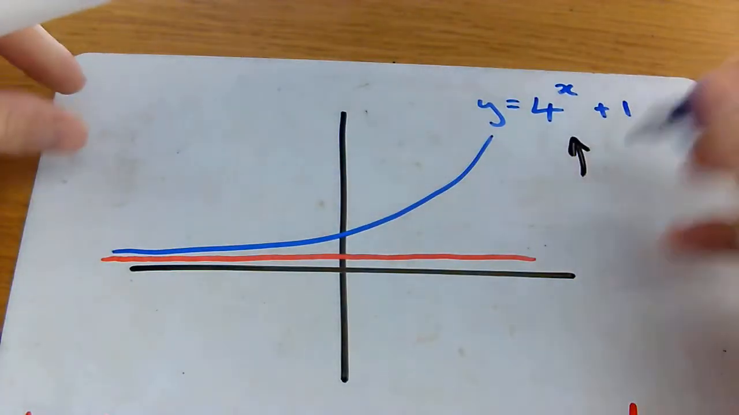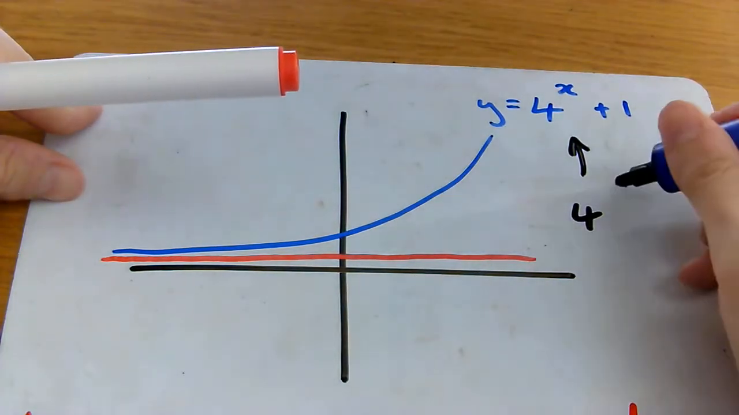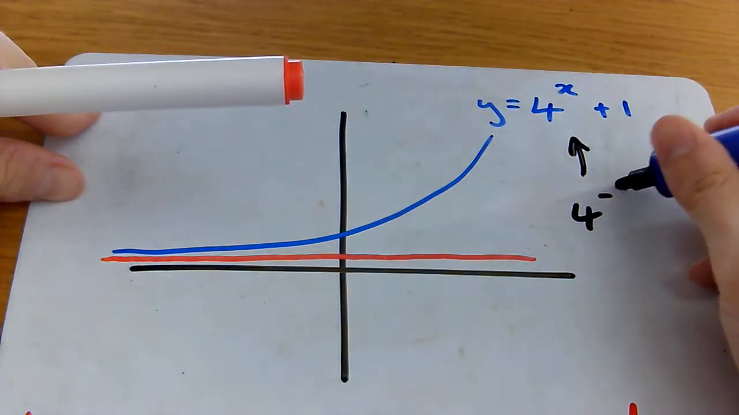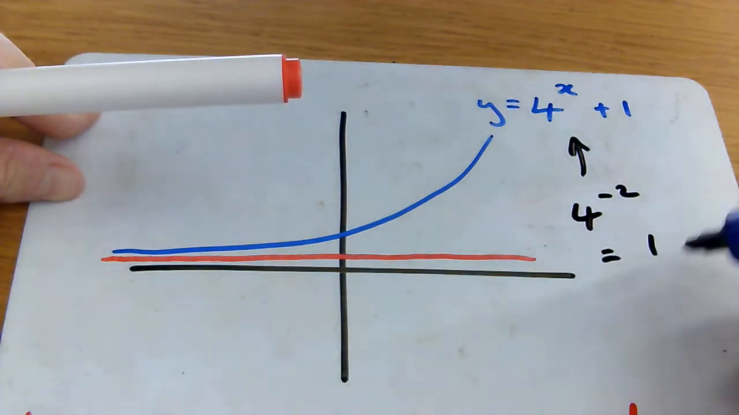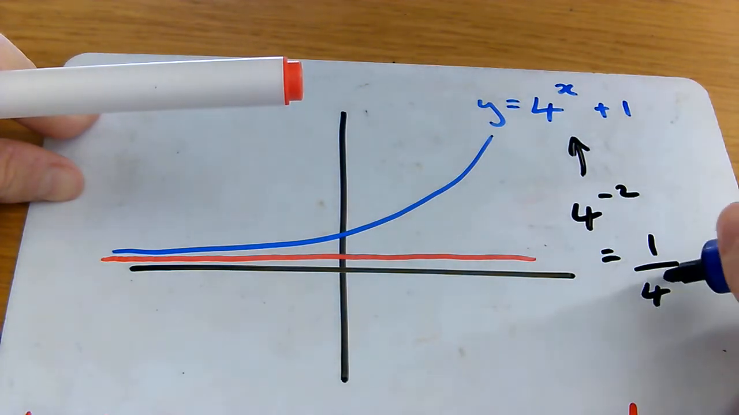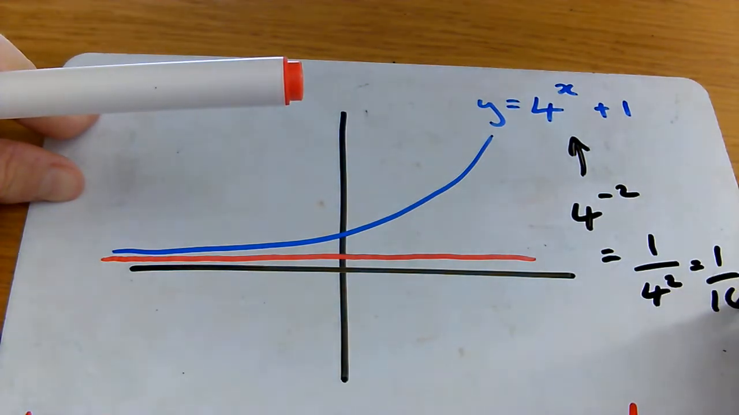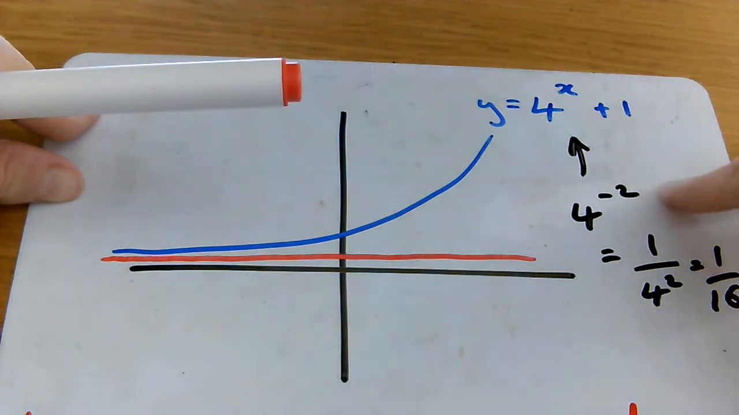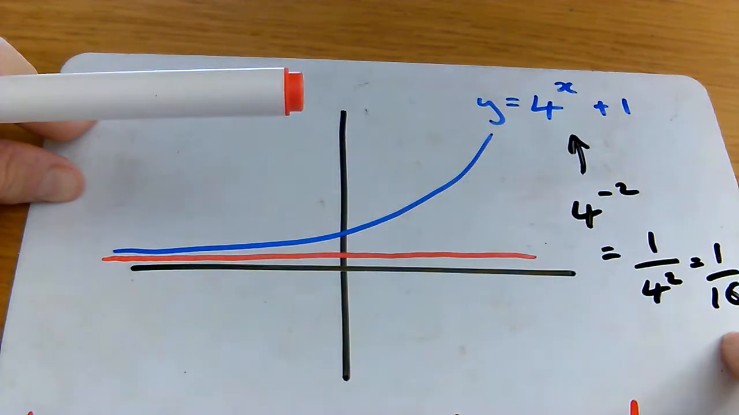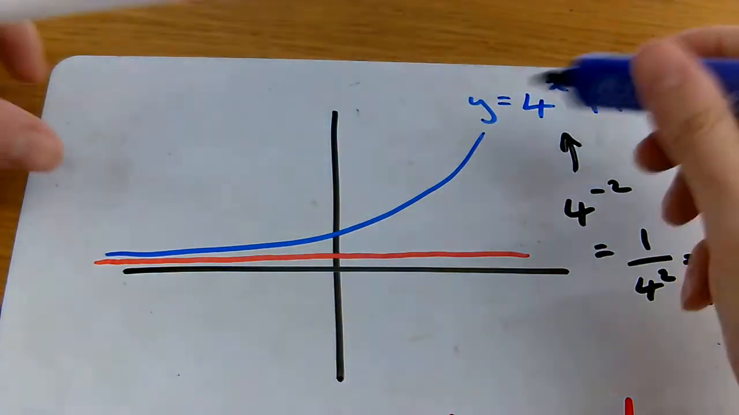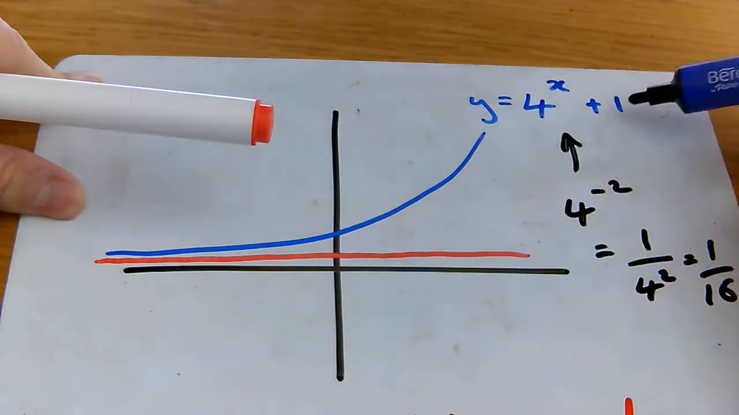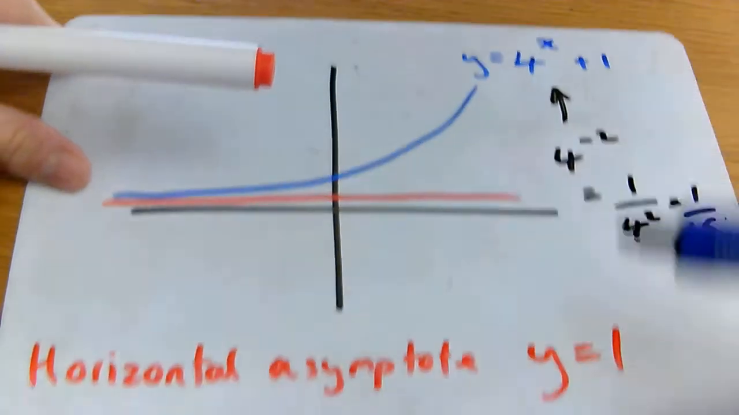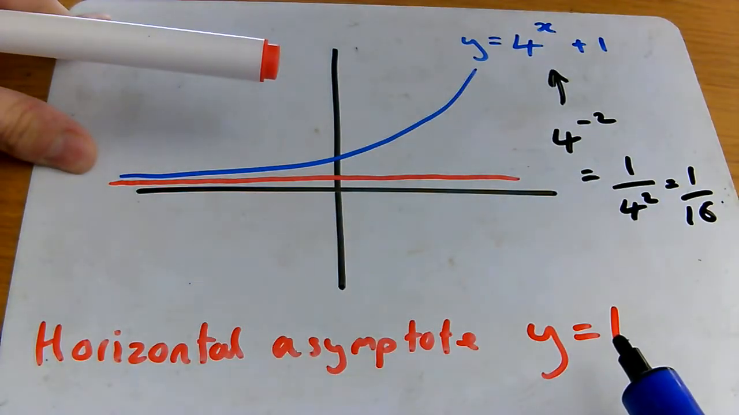So if I just gave you an example of a negative power, let's say it was minus 2. What happens there is it's the same as 1 over 4 squared, so 1 over 16. Now that's a very small number and it's going to get smaller and smaller and smaller as the negative value increases, but it's never going to reach 0. That means the function overall is going to get to 0 plus 1, effectively. So that's where you get this y equals 1 asymptote from.